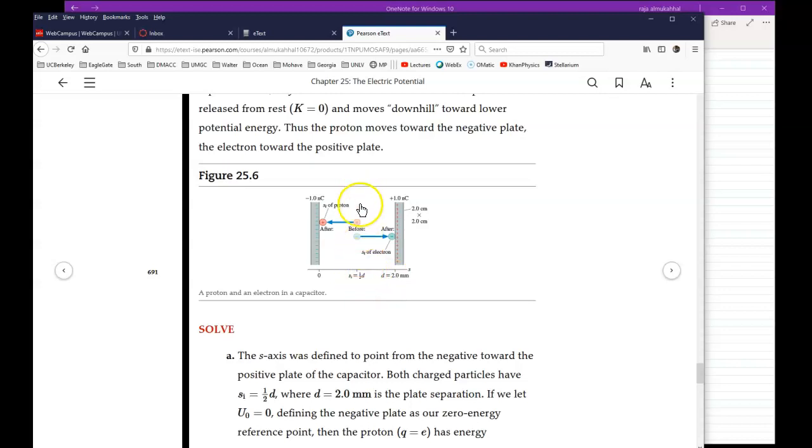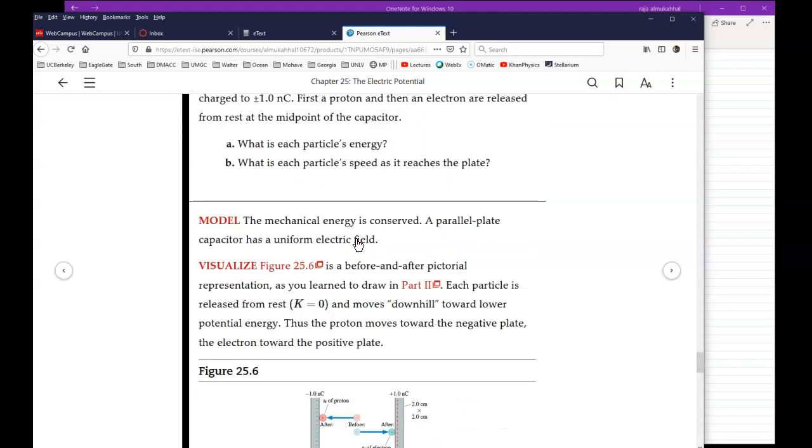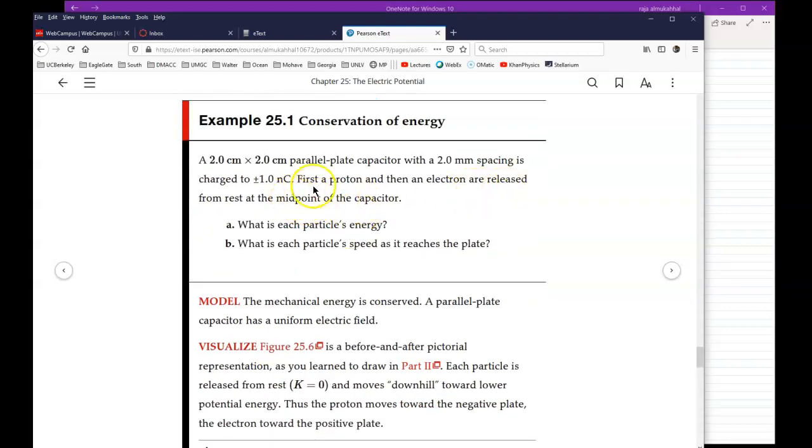And initially I have a proton right in the middle here, and this is an electron. We're just going to solve it for the proton. Let's continue. He says, first a proton and then an electron are released from rest at the midpoint of the capacitor. Two questions here. What is each particle's energy? So I want to calculate the total energy. When you say energy, it means the total energy, you know, kinetic plus potential. And then he's asking, what is each particle's speed as it reaches the plate? In other words, just before it hits the plate, what is the speed?